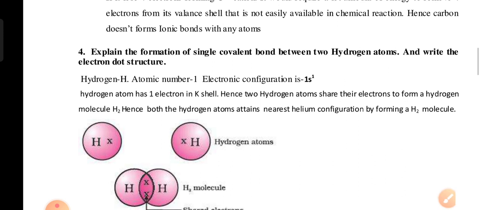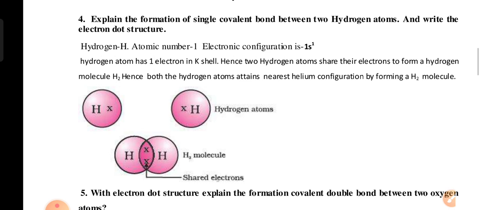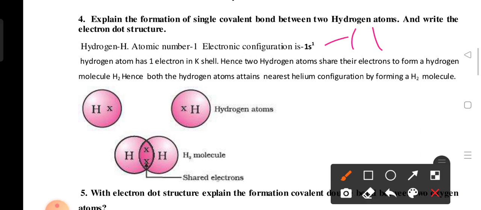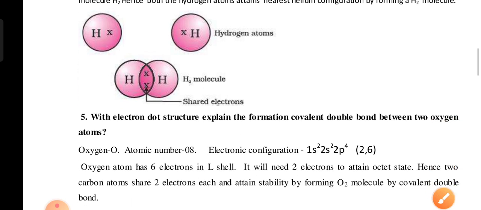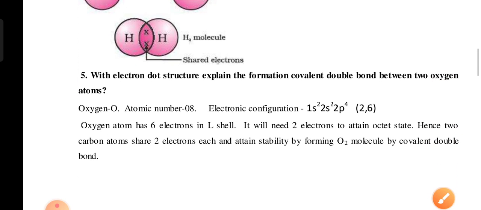Explain the formation of a single covalent bond between 2 hydrogen atoms and write the electron dot structure. Hydrogen's atomic number is 1. Electronic configuration 1s1. That's why its valency is 1. Whenever hydrogen reacts with hydrogen, they share one pair of electrons and give a hydrogen molecule. That's the electron dot structure.